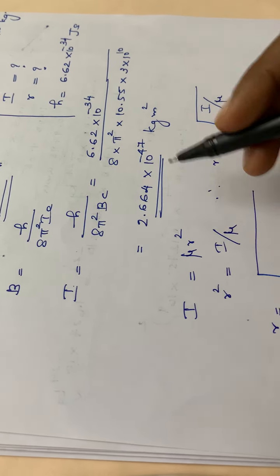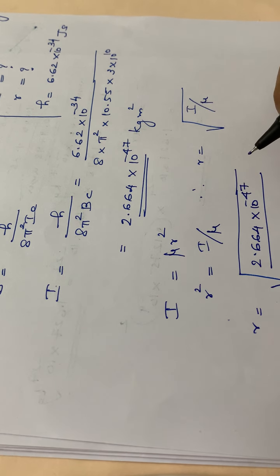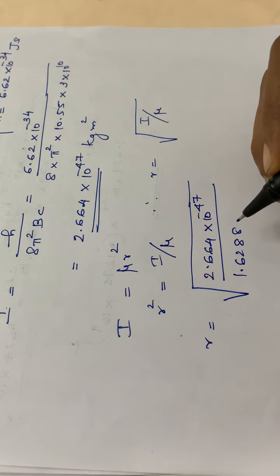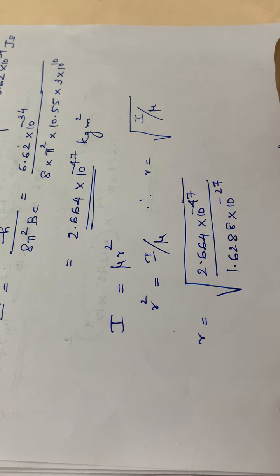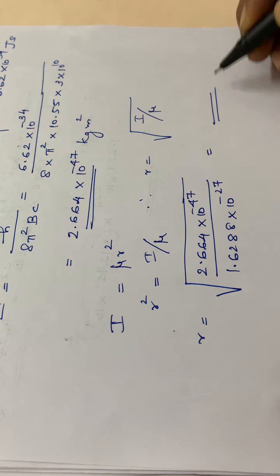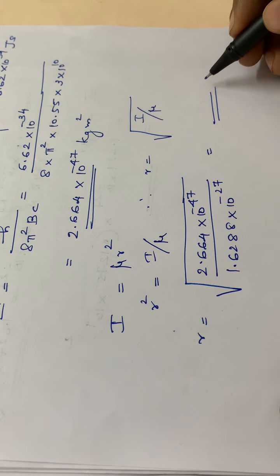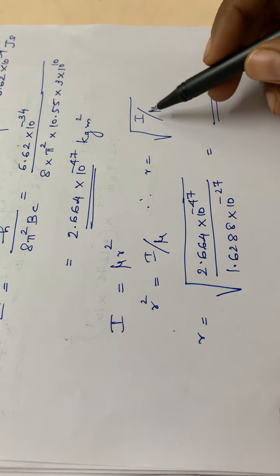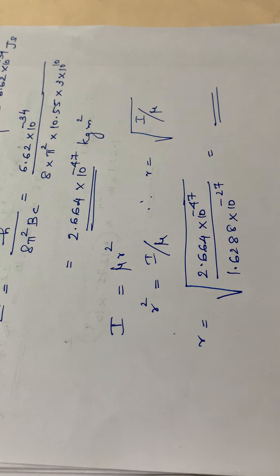What is I? I is equal to 2.664 into 10 raised to minus 47 divided by mu. The value of mu is equal to 1.6288 into 10 raised to minus 27. So the answer gives the internuclear distance or the bond length of HCl. This value also you have to calculate and write it down. So R is equal to square root of I by mu. That is, you have to substitute the values.